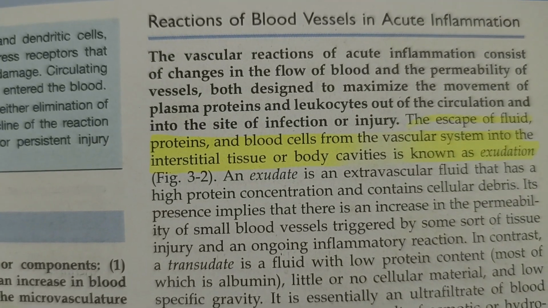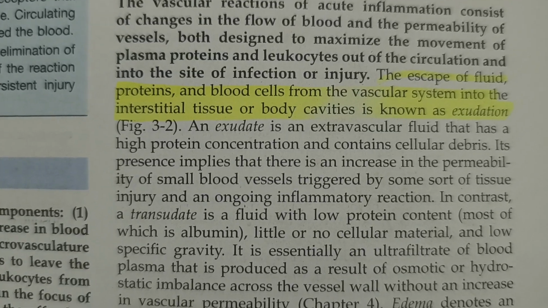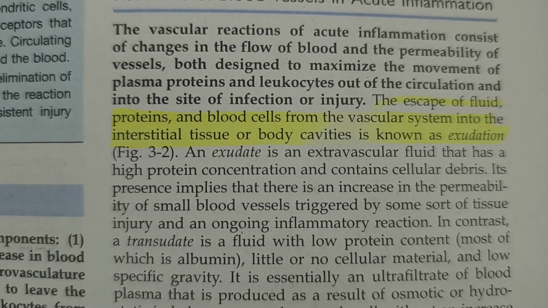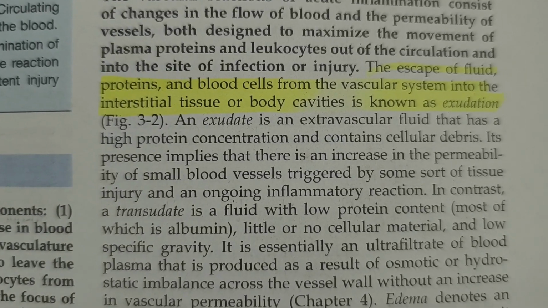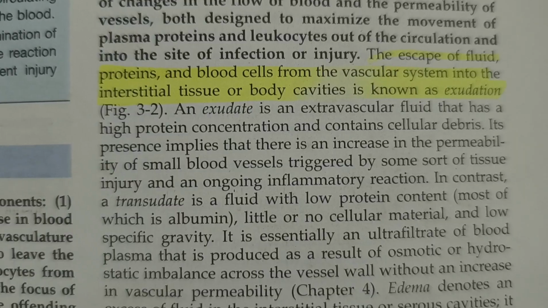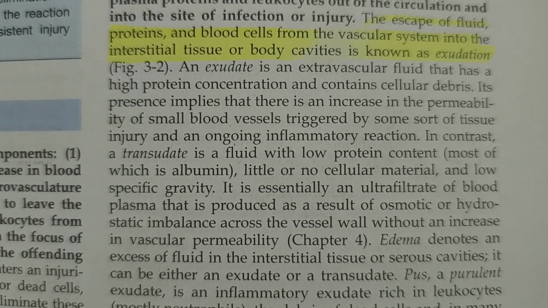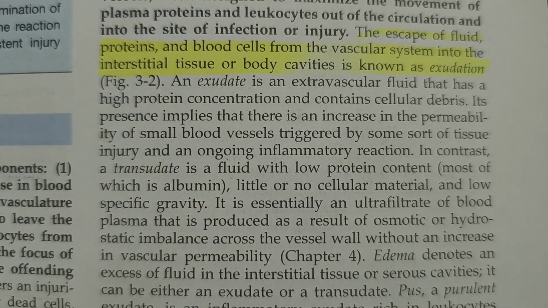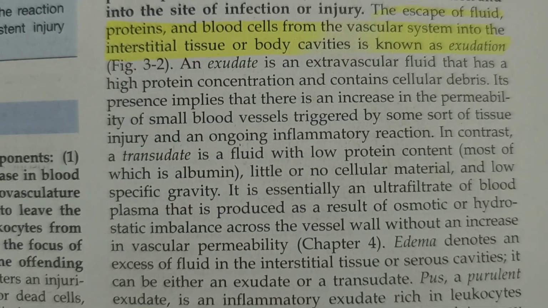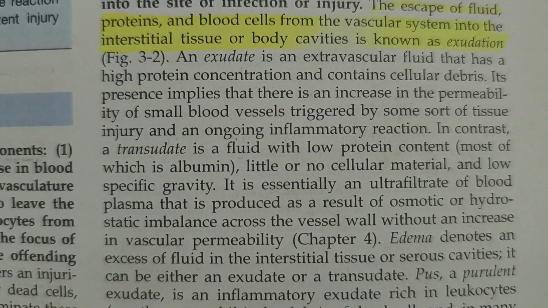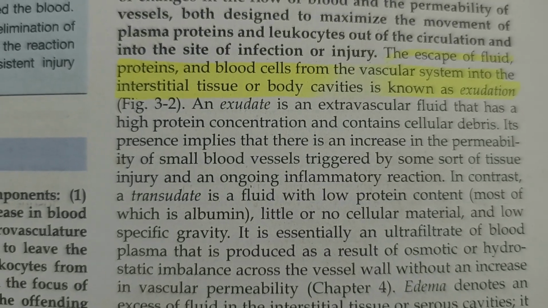Reactions of blood vessels in acute inflammation. The vascular reactions of acute inflammation consist of changes in the blood flow and permeability of the vessel, both designed to maximize the movement of plasma proteins and leukocytes out of the circulation into the site of infection or injury. The escape of fluid, proteins, and blood cells from the vascular system into the interstitial tissue or body cavities is known as exudation.